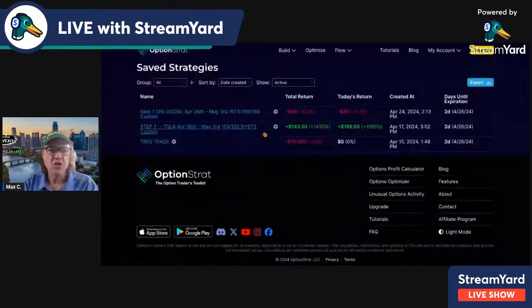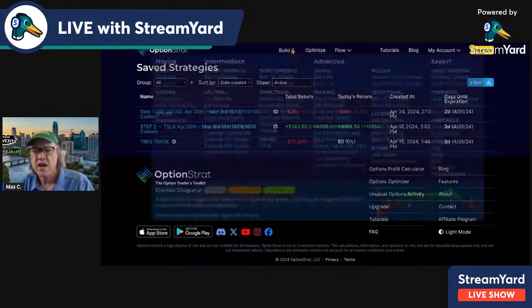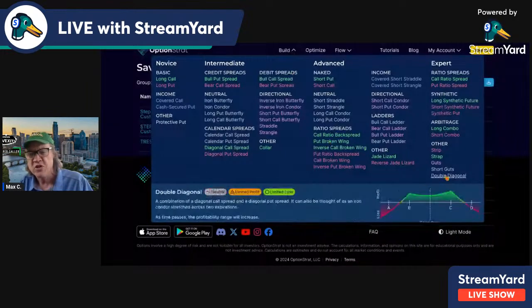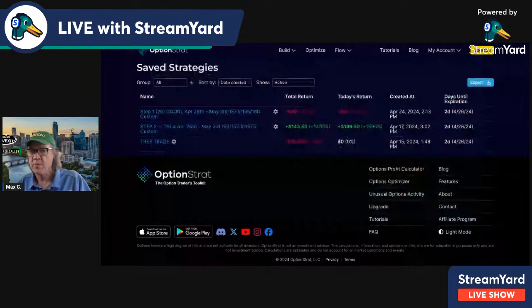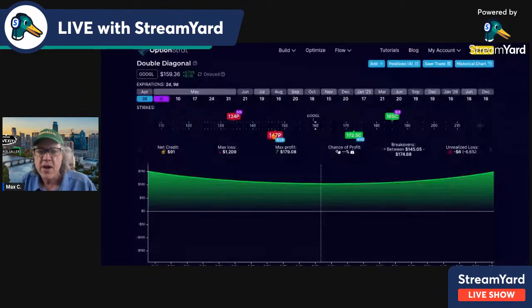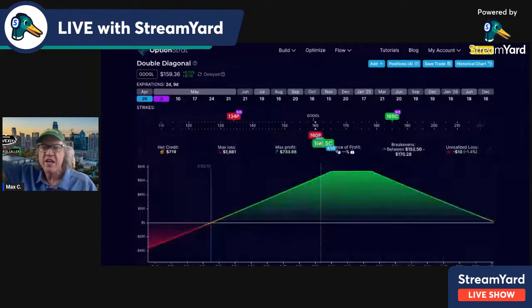We can also look, I have a step 2 Tesla trade on. We can also look at that. But for right now, let's build the Meta short strategy. So here's how I do it. When I go to option strat, I always start with the double diagonal. That's the simplest way to do the straddle strangle swap. We're going to do a short straddle strangle swap because it's on Meta. Meta has earnings this week, but then we're going to put a long strategy on AMD into next week.